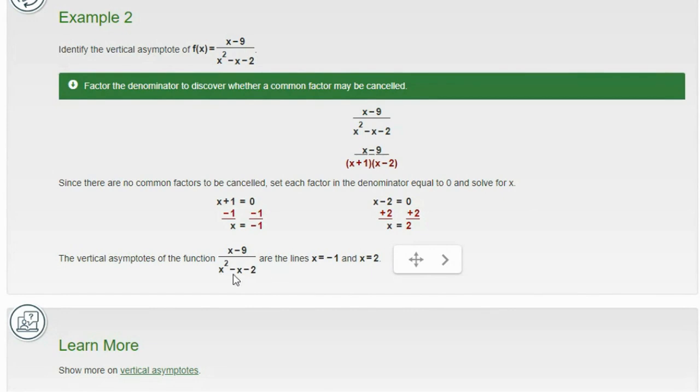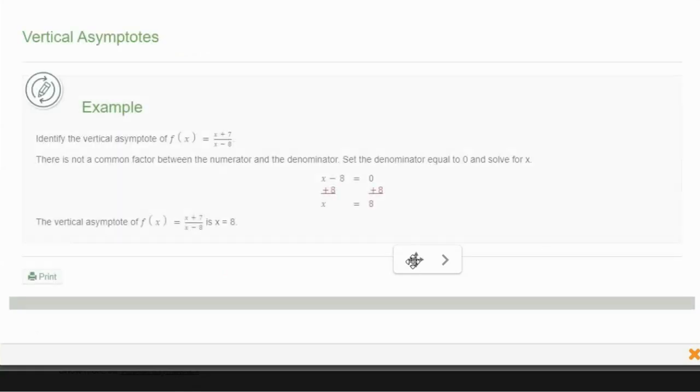So that's what we're looking at. We're looking at the denominator and figuring out where the denominator becomes zero. And when it's equal to zero, that's an asymptote, unless it cancels out with a term in the numerator. Then it's a hole instead of an asymptote, like we looked at last week. So here's more on vertical asymptotes.